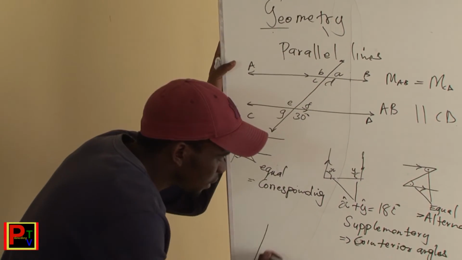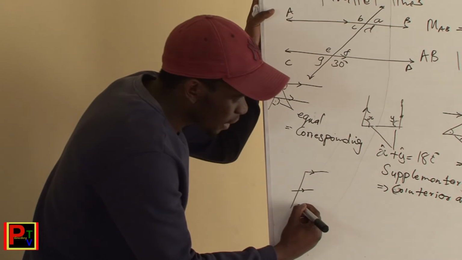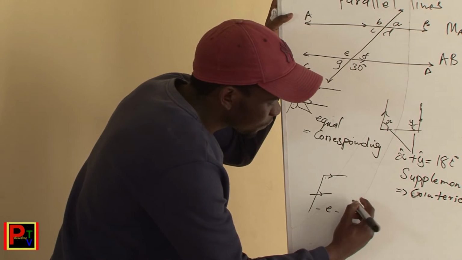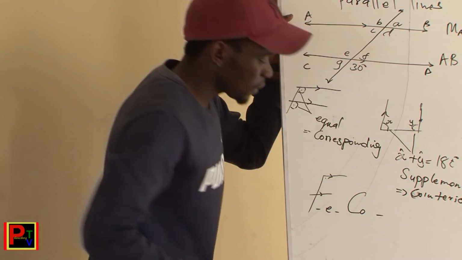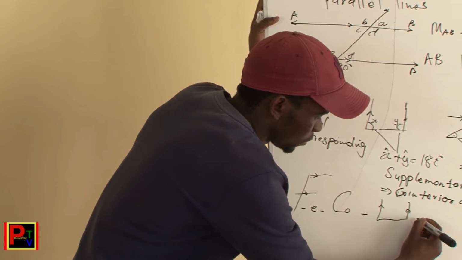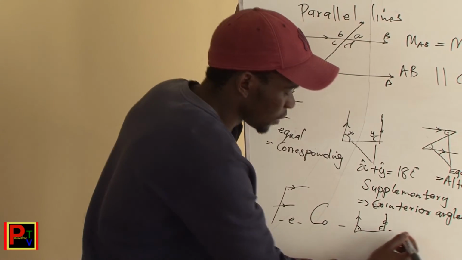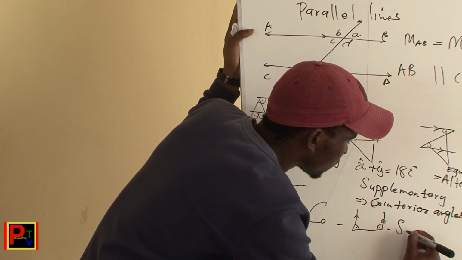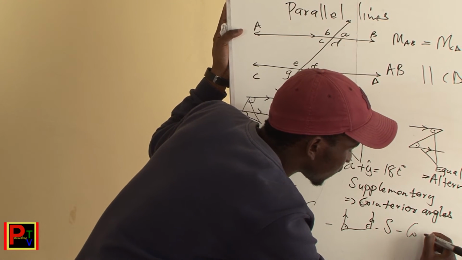So, we can see that first, I will have the F shape. Now, I say, if I have these two angles that are equal to each other, the reason for that is they are corresponding. Then, if I have the U shape, I say that the co-interior angles are supplementary. So, I have supplementary angles, co-interior.